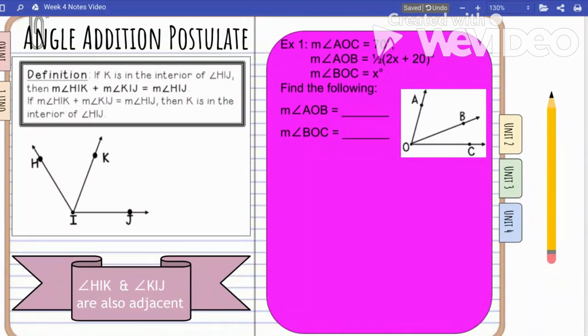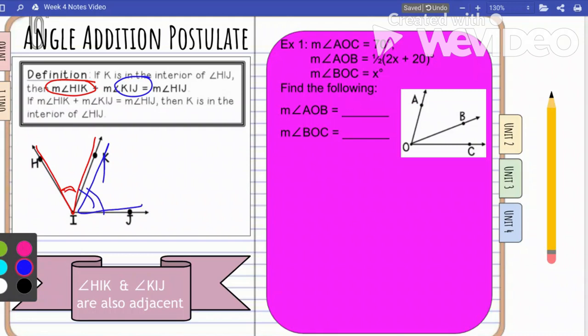So angle addition postulate, basically when you have two angles that are adjacent, you can add them together, just like we did with segment addition postulate. So if I look, this says angle HIK. I put the swoosh in there like that. Angle KIJ gets a double swoosh because it's different than HIK. When you add those two angles together, you're going to get the total, which is HIJ. I put the total on the outside. I put an equal sign after it because that's my total.